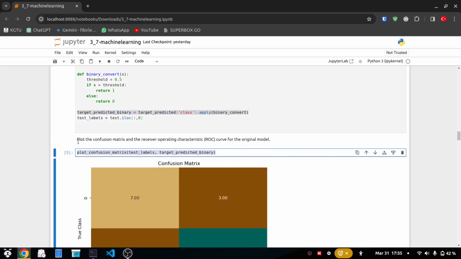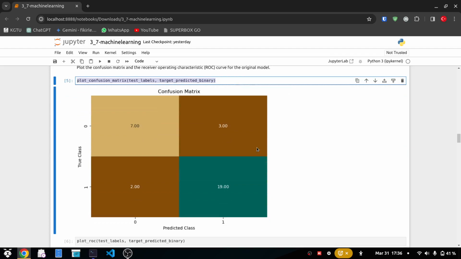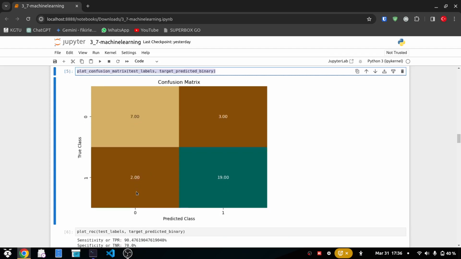We are using the plot confusion matrix function defined in the previous cells to plot the confusion matrix and the receiver operating characteristic curve for the original model. So this is the original model's confusion matrix. It has 7 true negatives and 19 true positives, and it has 3 false positives and 2 false negatives.